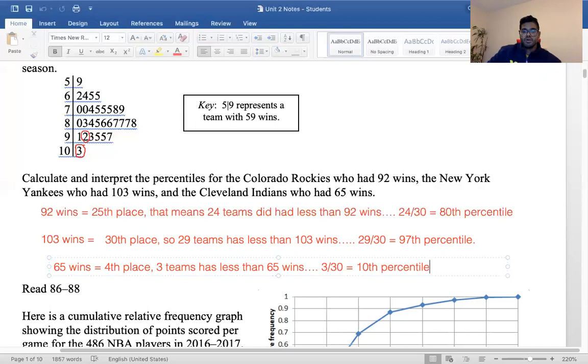Okay. So again, with percentile, you're looking at scores below an observation. So how many observations were below 65? In this case, 3. We have these 3 right here. Okay, so that's kind of a brief introduction into percentiles.